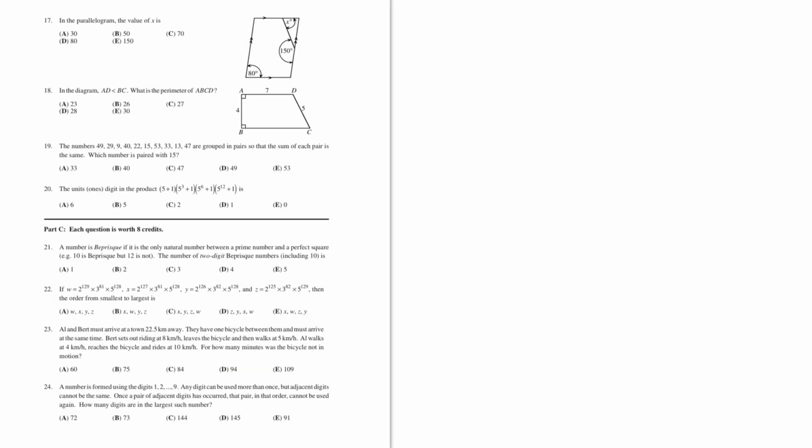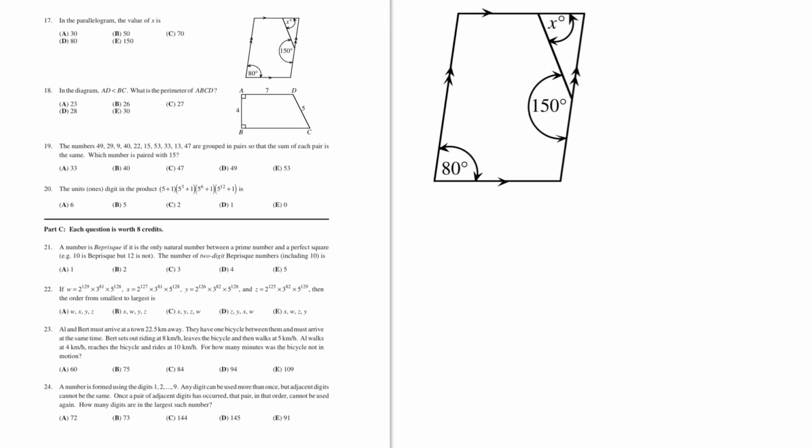Number 17. In the parallelogram, the value of x is... In a parallelogram, opposite angles are equal. So opposite 80, that's this angle. That's the 82. So this angle is the 80. And for the angle of this one, the triangle bottom angle, all around is a straight angle, 180.